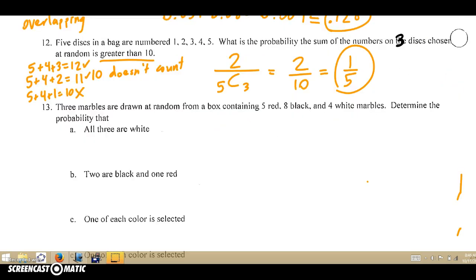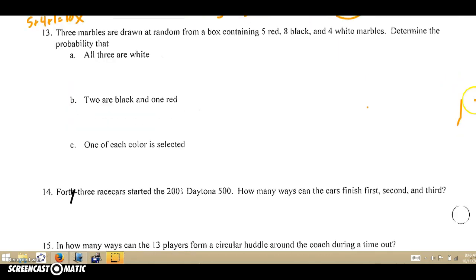Alright, 3 marbles are drawn at random from a box containing 5 red, 8 black, and 4 white marbles. Determine the probability that all 3 are white.